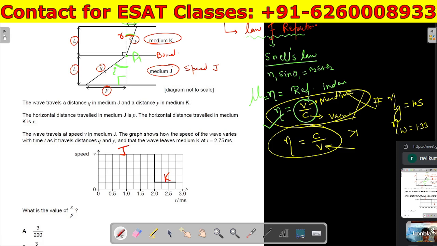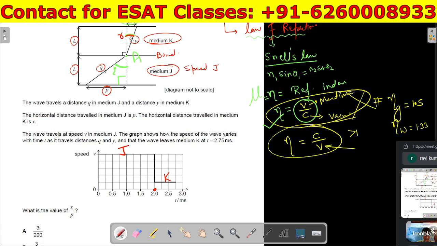The wave travels at a speed v in medium j. The graph shows how the speed of the wave varies with time t as it travels a distance q and y. Yes, very good. So it means at t equals 2 milliseconds, my wave is traveling in the medium k. Is it okay? Yes, sir. One more thing, we have to check the horizontal. See, this line is very important.